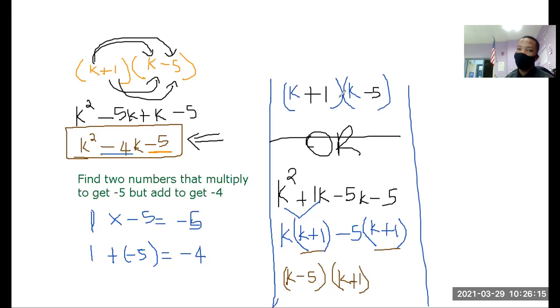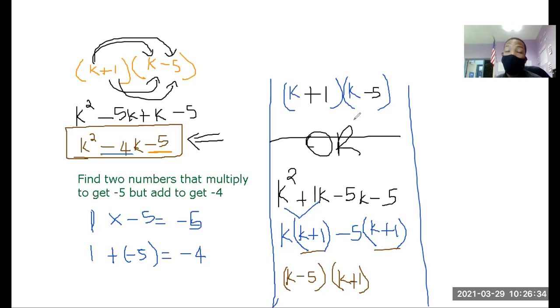Which gives me back exactly this answer up here. So this is just another way you could do it. This way up here, you find the two numbers that multiply to get negative 5, and then add, and then you just put them in your parentheses like that.